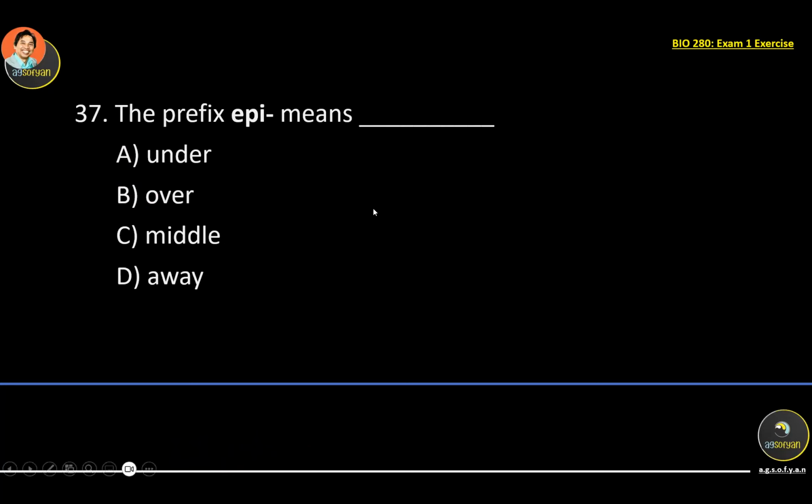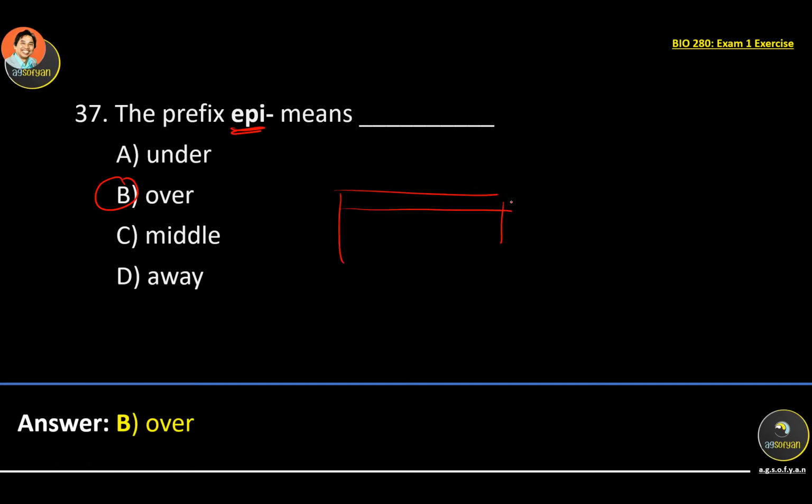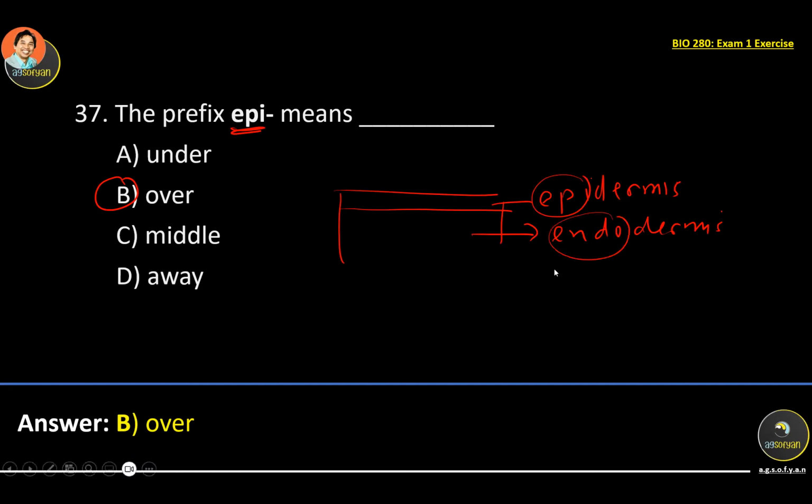How about epi? Epi, like epidermis, for example. This means on the top, which is over. If you have skin, the top layer is called the epidermis, and then you have endodermis. In this case, epi means over, on the top, and endo means the lower layer, the inside layer.